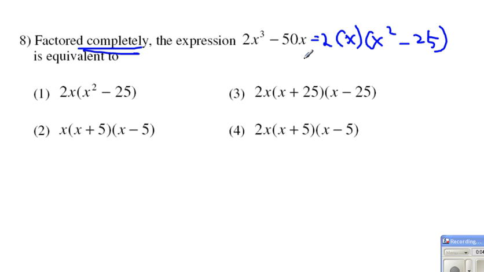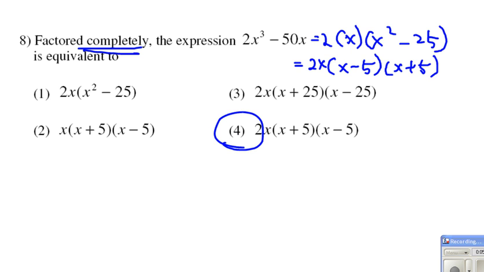Now, the second portion can be factored further, in a way that it becomes 2x, x minus 5, and x plus 5. That becomes another part of our answer. So therefore, our final answer would have been choice 4.